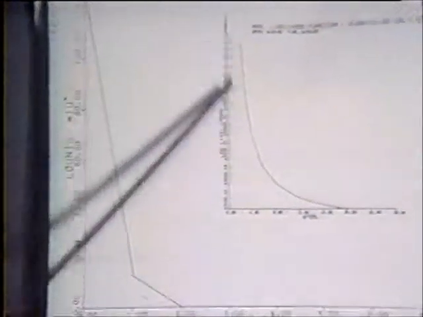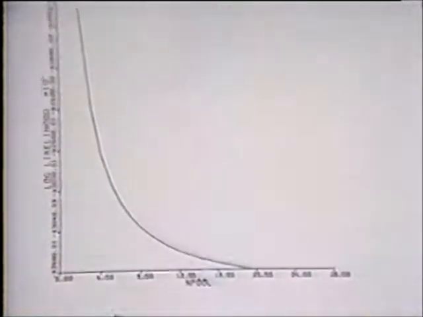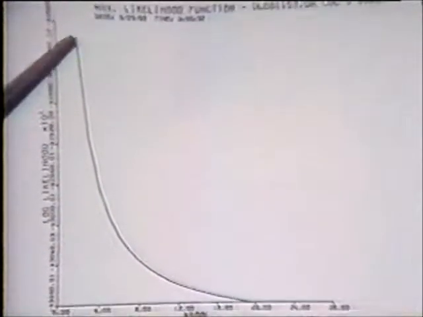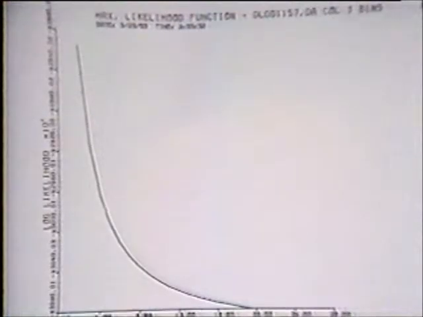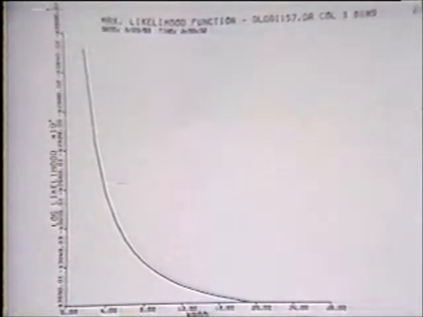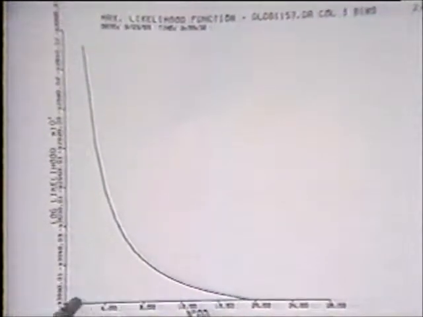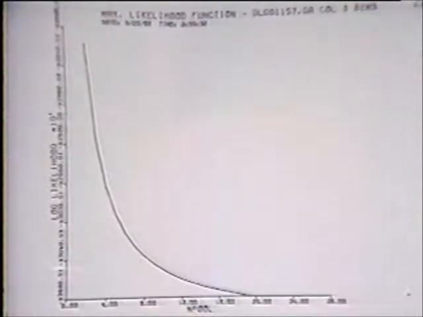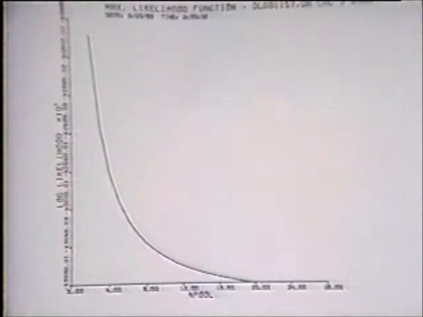This plot is a maximum likelihood estimate of the number of channels present. Its maximum occurs between 0 and 4 and approximately 2, indicating that the most likely number of channels in that patch of membrane was 2.